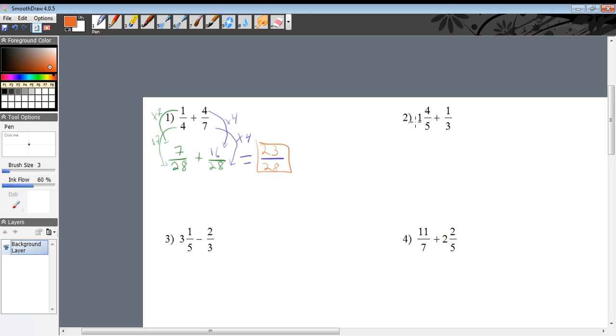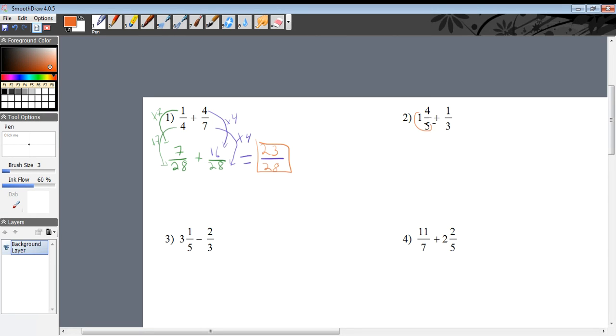For problem 2, you could leave out the 1 until the very end and then add the fractions. And I think that's a pretty smart thing to do. Or what you could do is turn this into an improper fraction and then add the improper fraction and the normal fraction. So you could do that as well. And I'm just going to do it that way.